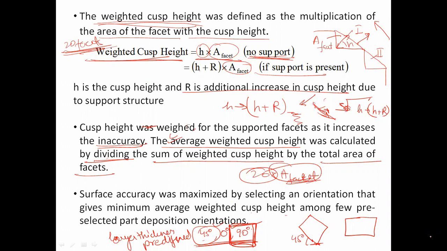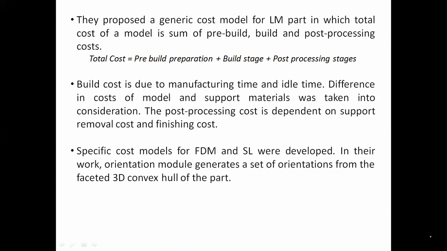It considered the maximum accuracy, but it is not considering the dimensional inaccuracy, which is not due to surface roughness, rather which is due to the material properties of the material which is being used. Hence, surface accuracy in terms of surface roughness is taken care of over here. And then they made a generic cost model.